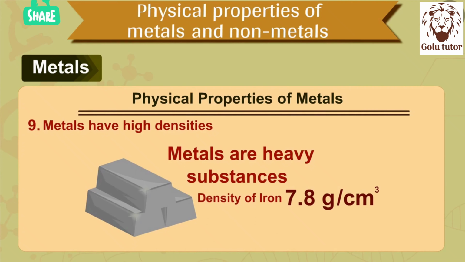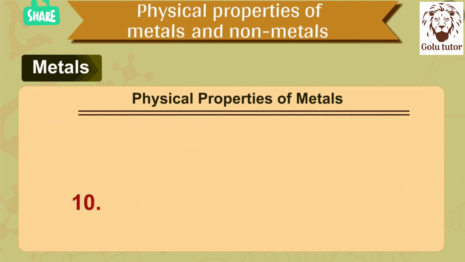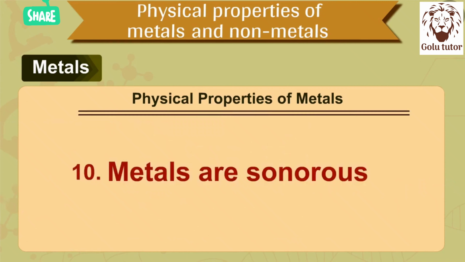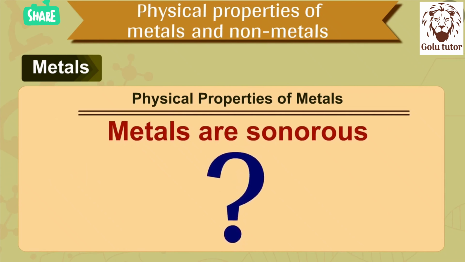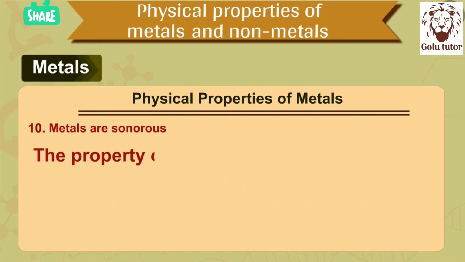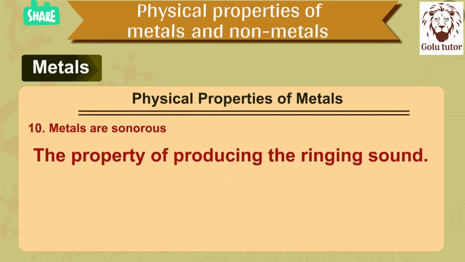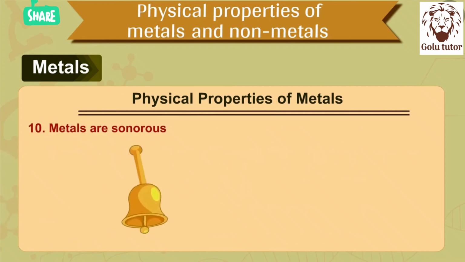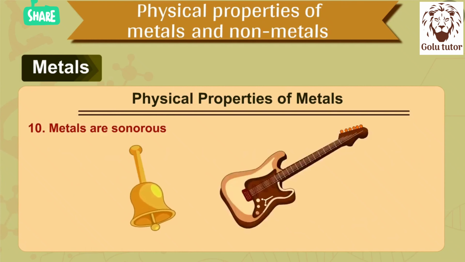The tenth property of metals is that metals are sonorous in nature. Children, do you know the meaning of sonorous? Sonorous means the property of producing a ringing sound. It is due to this property that metals are used for making bells and strings of musical instruments like the guitar.